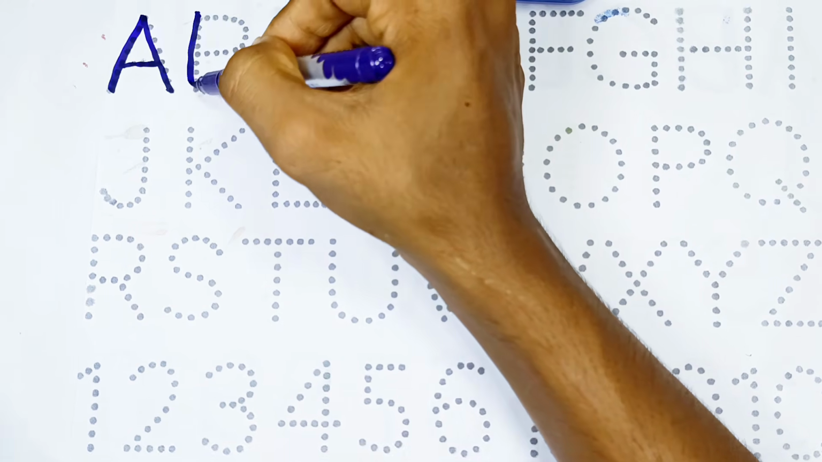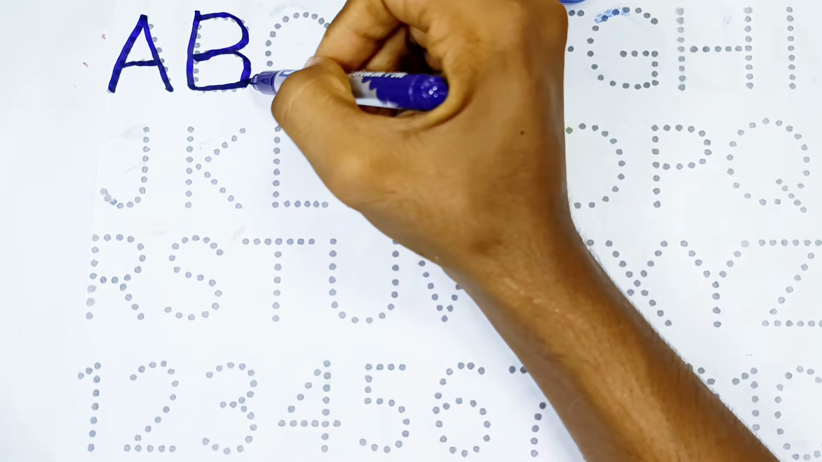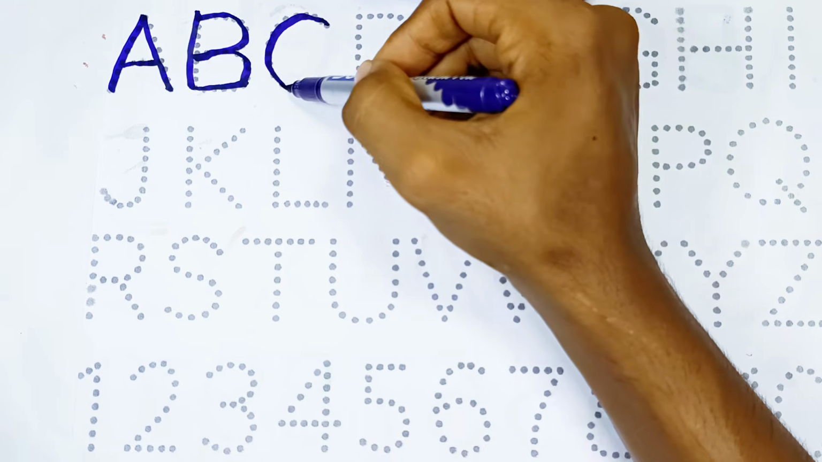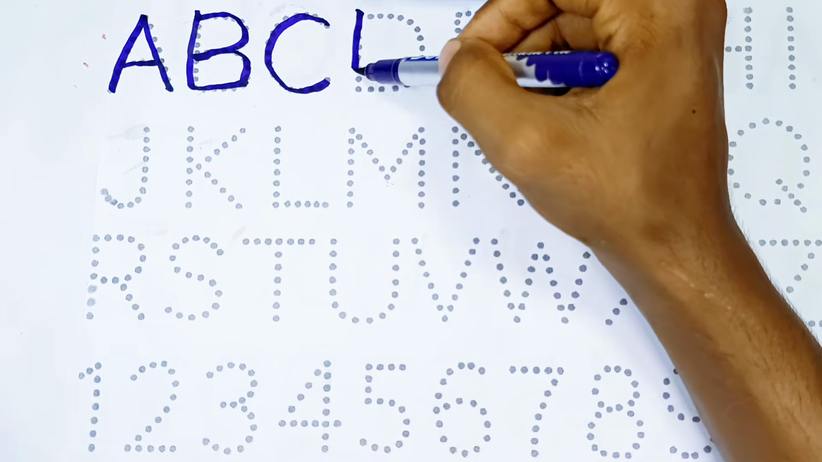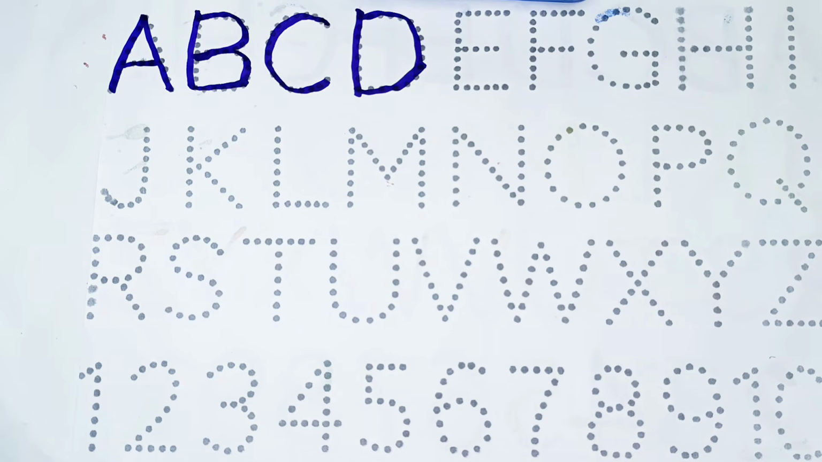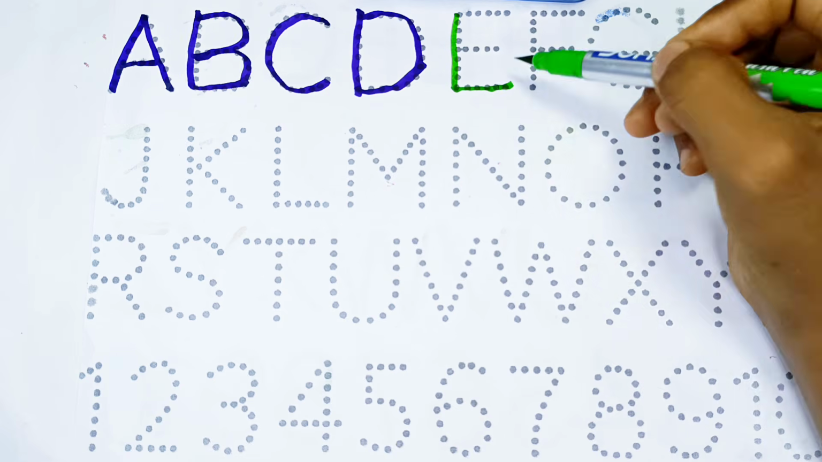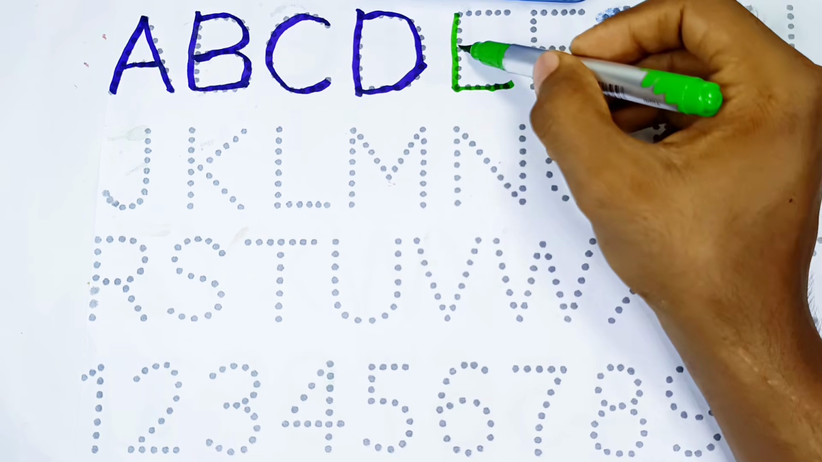A for apple. B for ball. C for cat. D for dog. Kids, now you draw E. The alphabets of E. E for egg.